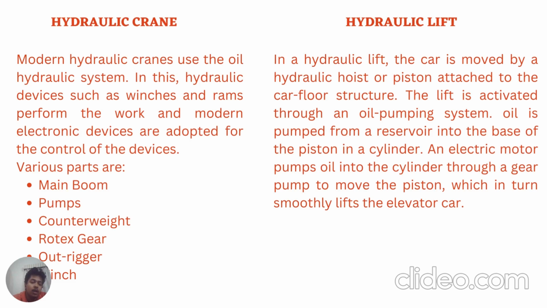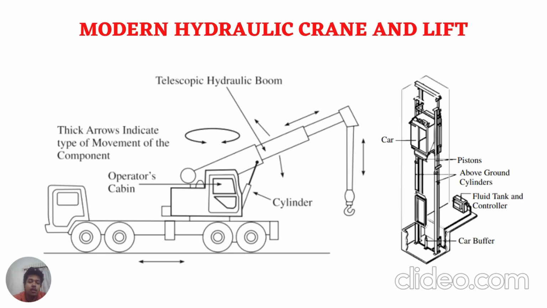In the counterweight, there is a very heavy weight placed at the back of the cab to prevent the crane from tilting during lifting operation. Then the rotex gear: a gear system placed below the cab that allows the boom to move sideways. As I mentioned in the previous slide, with the help of electronic devices, the operator can operate this system in various directions: vertically, horizontally, 360 degrees, and other directions also.